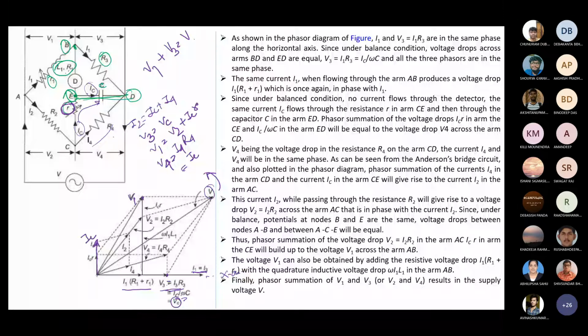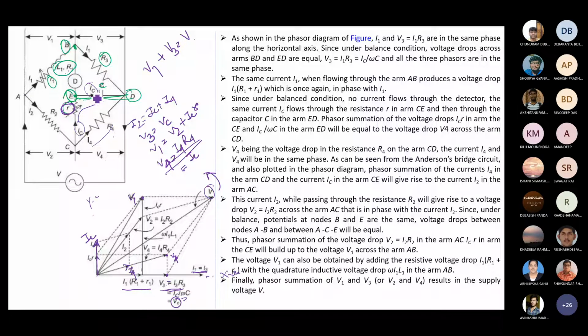IC into R will be in phase, along the Y axis. So this is IC into R, and you have already found that point here. If you add them, you directly get the value of V4. Again V4 equals I4 into R4, so I4 and V4 should be in phase.